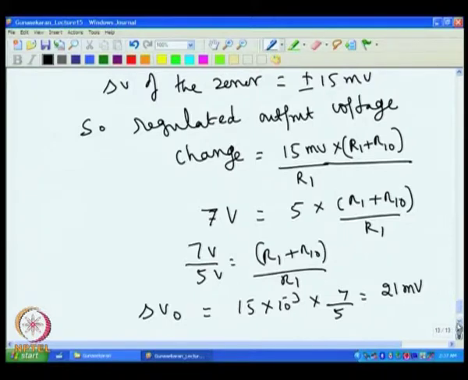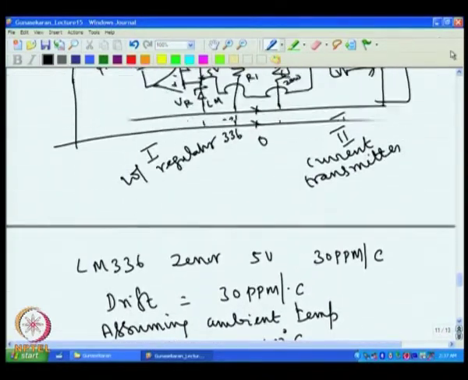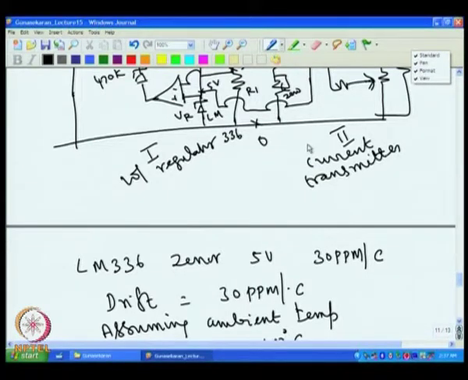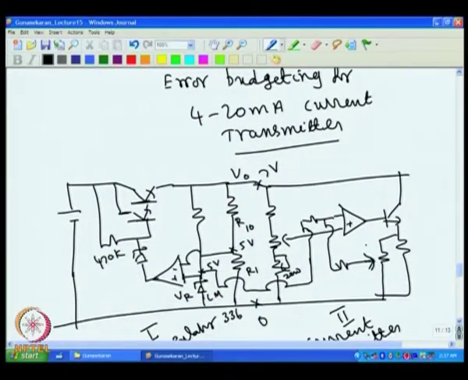If the regulated output V naught changes by 21 millivolt, then what is the expected change in the output current? That we have to calculate. If you go back to the circuit that we started today, if this voltage changes by 21 millivolt, that is what we have got because of the drift in the Zener. If this changes by 21 millivolt, then what is the change in current that is expected here? We have to find out what change is expected at this point. Then if I know the change in voltage at this point, I can find out the change in current through this.